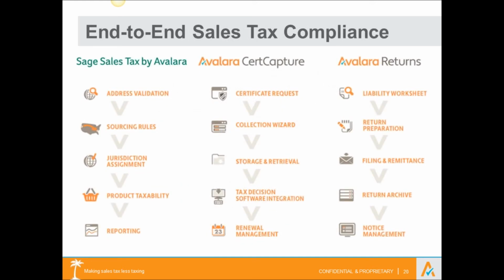So our product is really built into 3 components, right? There's calc, exemption certificates, and returns. Calc includes address validation on each transaction. It can also update NAV with that transaction. Sourcing rules, just like we were talking about before, what's the difference between California and Ohio? Applying that jurisdiction automatically, looking at the taxability on a line-by-line basis, and pushing it out to reporting.